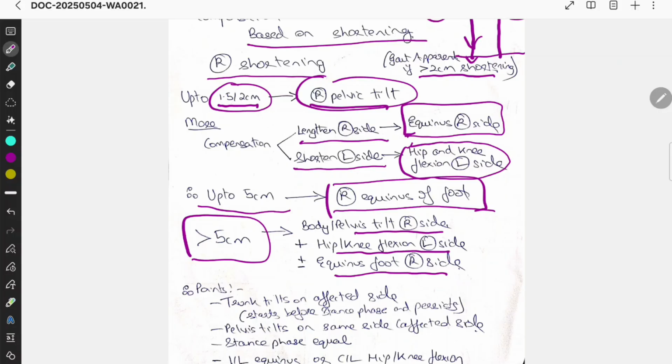So the basic points in short limb gait are: trunk tilts on the affected side, right? Trunk tilts on the affected side. And one more important thing is the trunk tilting starts before the stance phase. If you imagine a short right lower limb, the body is trying to compensate. So before the stance phase starts, to take the foot to the plantigrade position at the ground, to make the foot touch the ground, the trunk tilting starts before the stance phase. Only then we will get the stance phase. So this point you understand right now, that the trunk tilt starts before the stance phase and persists.